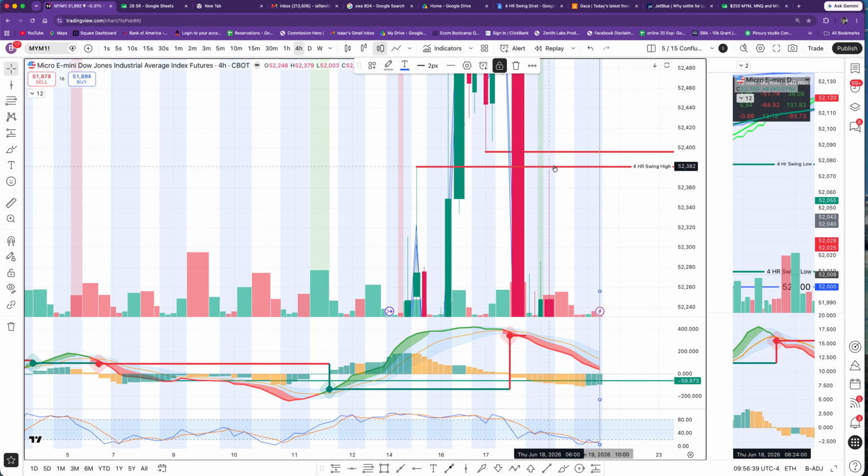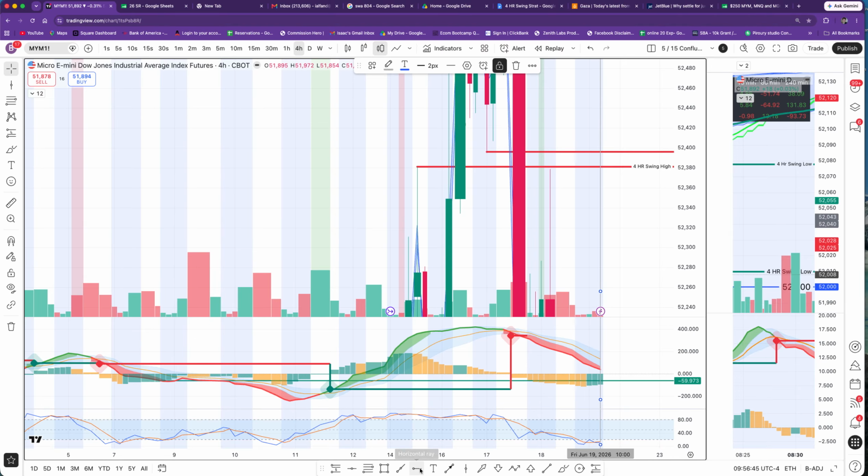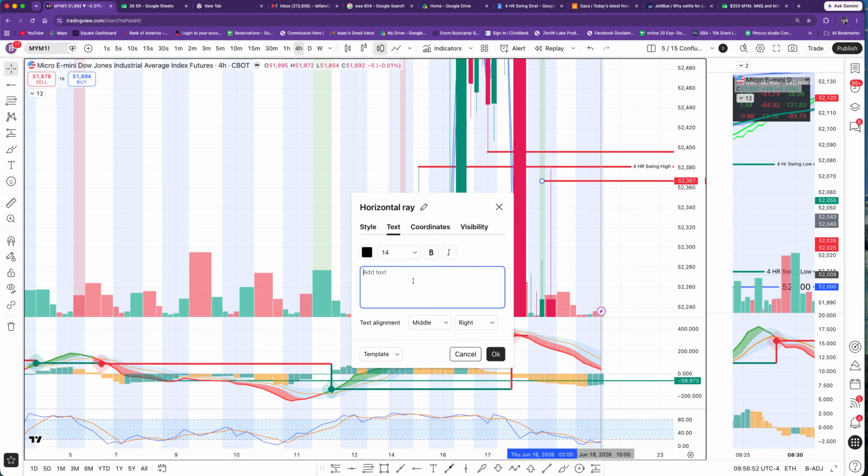382, 372, 367 should be the target. I just put a target right here, 367. All right, so we know what we're looking for. We can set that target when we get into the trade.